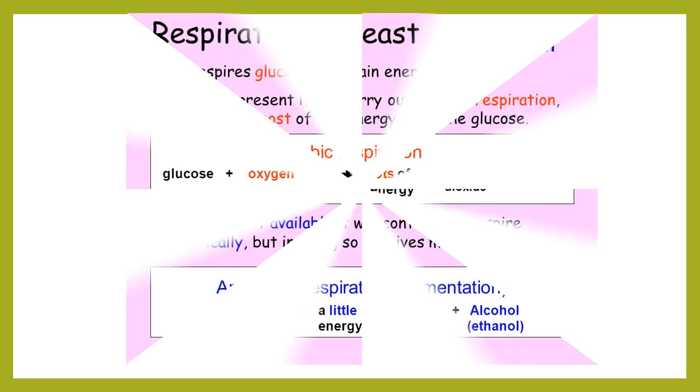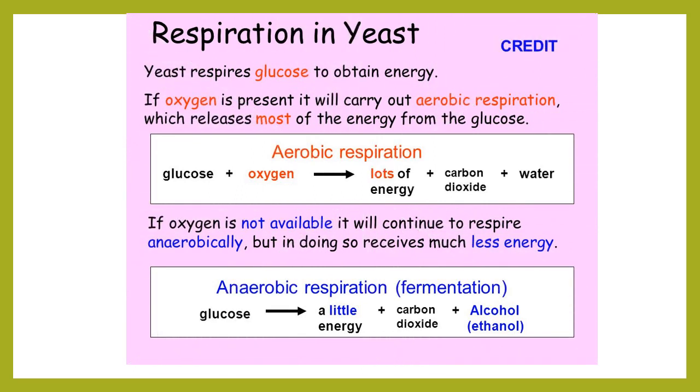Next one, this. Here you can see if oxygen is not available, it will continue to respire anaerobically, but in doing so, it receives much less energy. That experiment I have already shown in the last slide. So, glucose gives a little energy, carbon dioxide and alcohol.